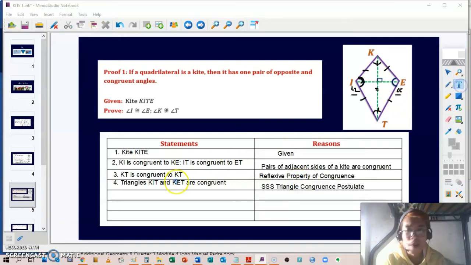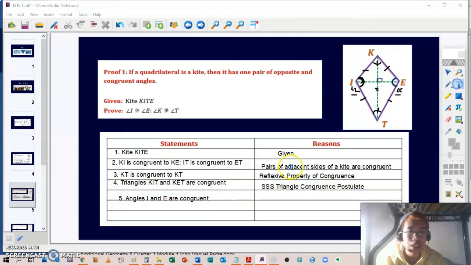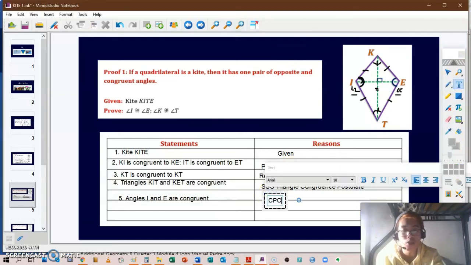Okay, so let's try now the fifth statement. So what can we say here on our fifth statement? Since we've established that the two triangles are already congruent, therefore we can say their corresponding parts, that includes their sides and their angles, are also congruent. So we can say here that angles I and E are congruent using CPCTC, or congruent parts of congruent triangles are congruent.